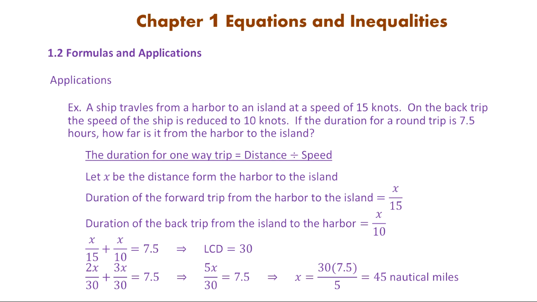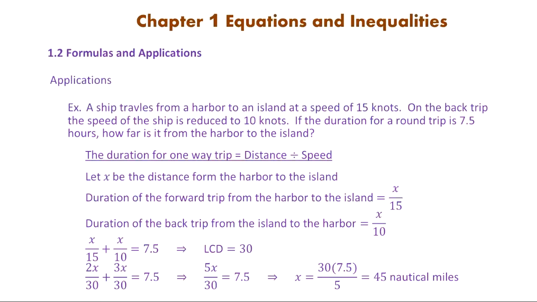So you got 2x over 30 for the first term, and then you multiply 3 on the top and at the bottom in the second term. So you got 3x over 30. So then you get the same denominator that you can add. You have to have the same denominator to add fractions. Then what you do is just add the numerators and keep the denominator. So we got 2x plus 3x, which is 5x over 30, equal to 7.5.